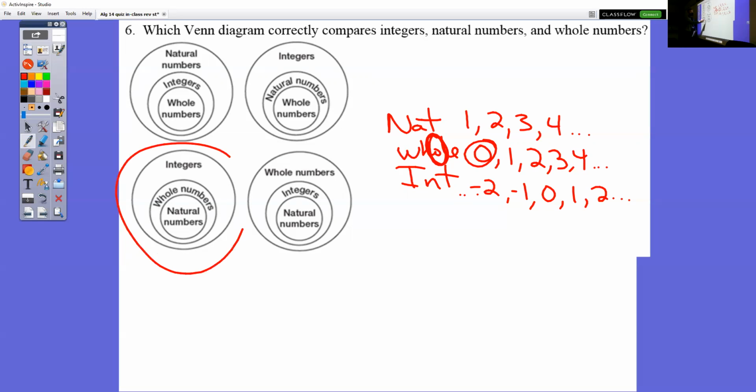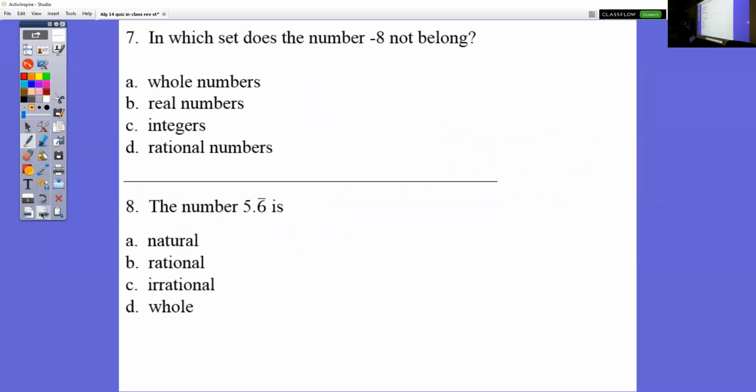So the correct answer would be that one. Integers is your biggest group because they include all the negatives. Then we get rid of the negatives and we just have whole numbers. Then we get rid of the 0 and we just have natural numbers. You will have a question exactly like that on your quiz tomorrow.